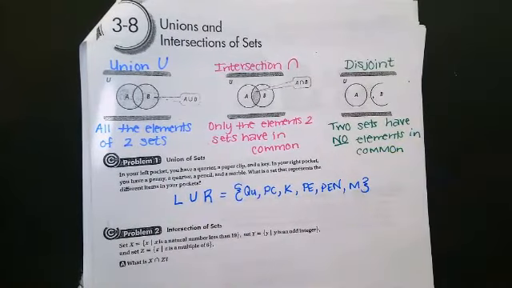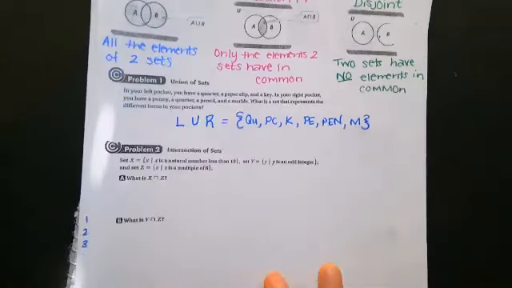And that is the list of everything in both pockets without duplicating. That is called a union. And that's how we do it. All right, let's do the next one.